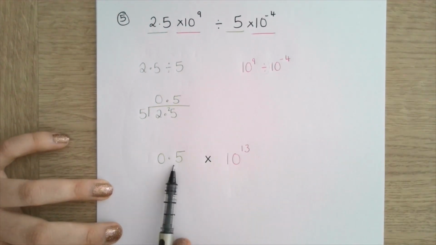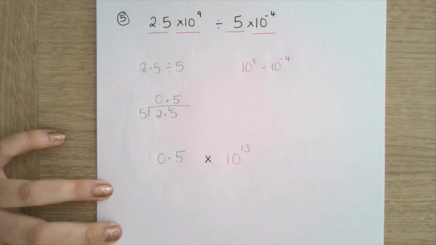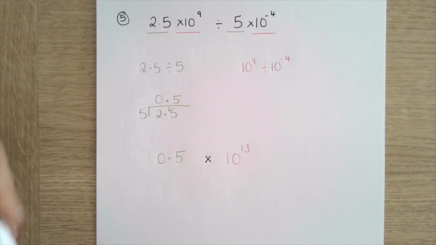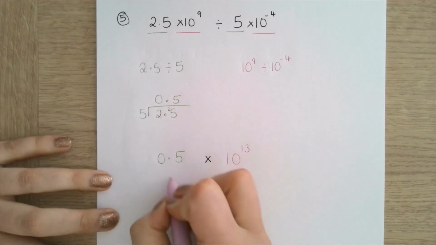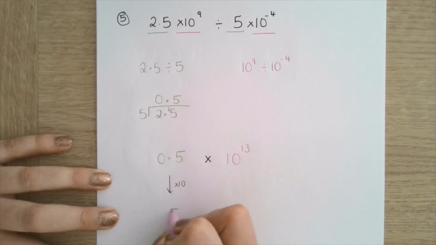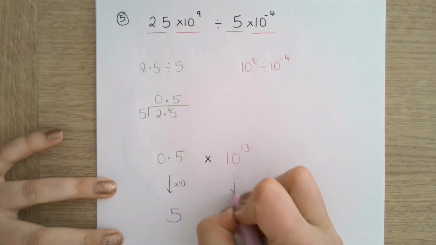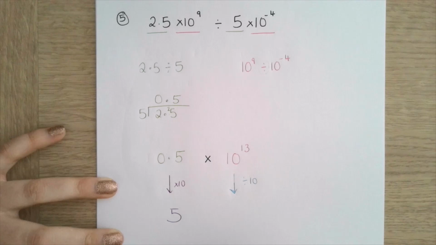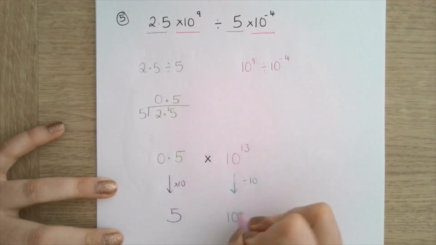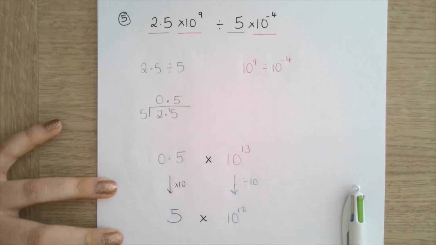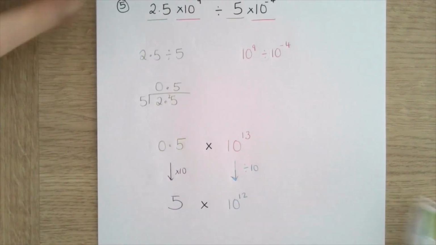This isn't in standard form again, and therefore what I'm going to do is I want to multiply the 0.5 by 10 to get me 5. Because I've multiplied by 10 here, I need to divide by 10 here, so that means I'm going to have to subtract a power, so I get 5 times 10 to the power of 12.